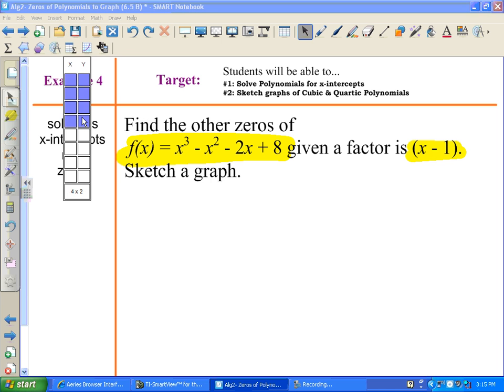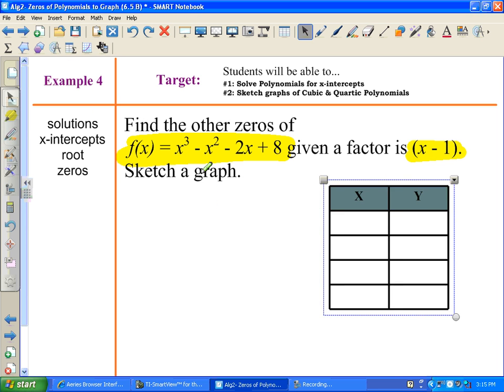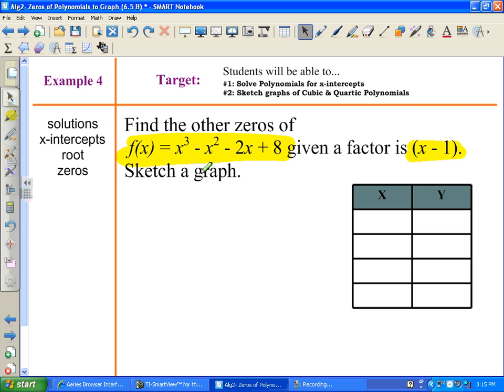If I can get this to work correctly. There we go. Get down what we know. First off, we do know the y-intercept. I'm going a little fast here. I'll give you some time to copy that down. f of x equals x cubed minus x squared minus 2x plus 8. The given factor is x minus 1.